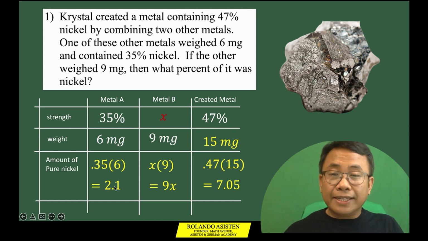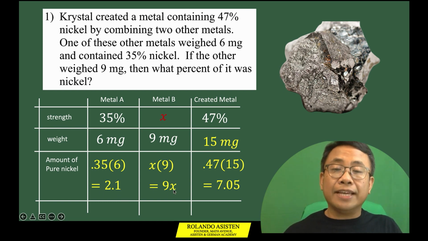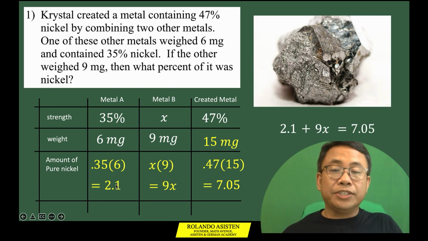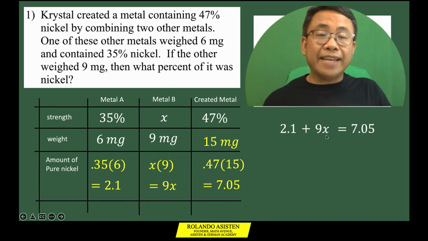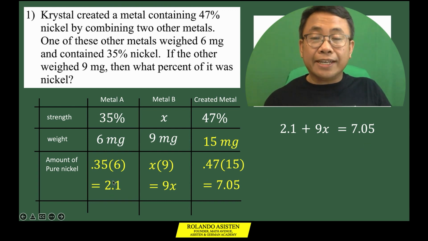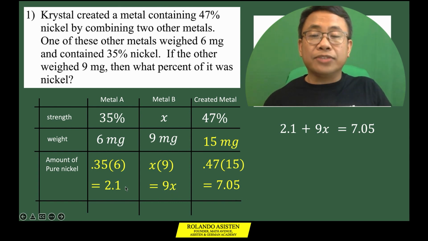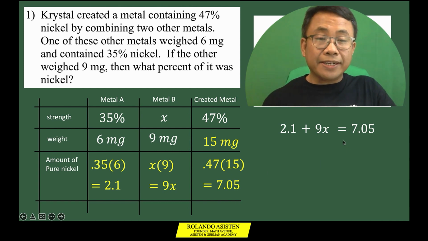Now from this table, the amount of pure nickel in metal A plus the amount of pure nickel in metal B would be the combined pure nickel for the created metal. And so we now have this equation: 2.1 plus 9X is equal to 7.05. The amount of pure nickel for metal A plus the amount of pure nickel for metal B is equal to the combined nickel for metals A and B in the created metal. So from here, it's just a matter of solving this equation.